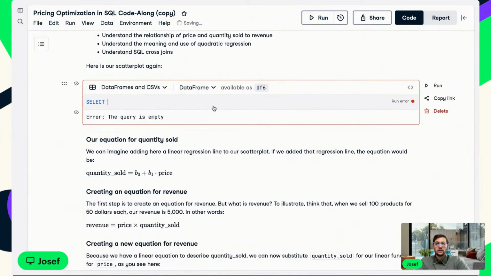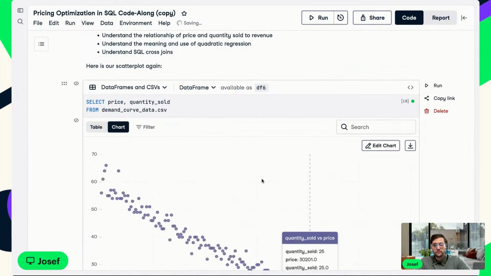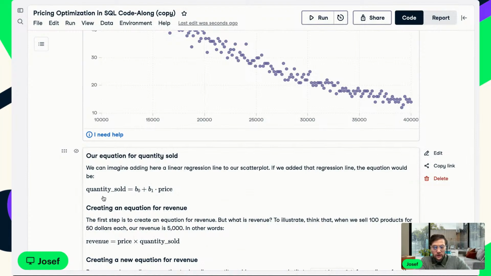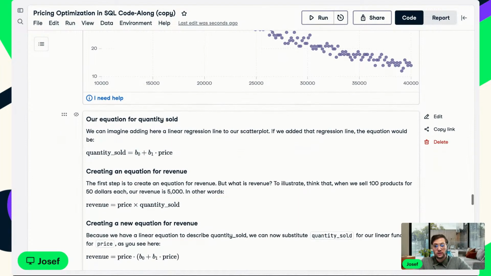So let's take a look at our scatter plot again. Select price, quantity sold from demand curve data dot CSV. Here is our scatter plot. Looks familiar to us. Now, we already said that quantity sold is a linear function of price with an intercept and a slope, which we just discovered. We can also define revenue as price times quantity. So if you sell, for example, 100 bicycles at $100 each, you made $10,000. That's revenue, price times quantity.